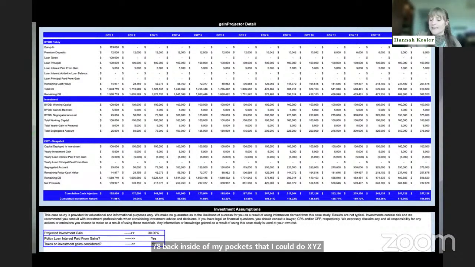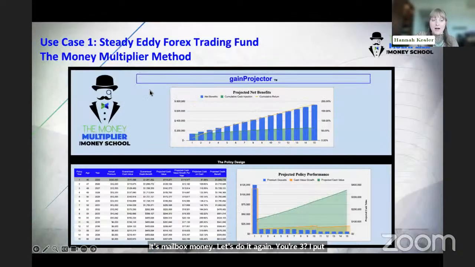But I like this. Let's go another year. I like earning my 30%. It's easy. It cash flows. It's mailbox money. Let's do it again. Year three, I put in another $12,000 into my policy. 12,000 goes in year three, and immediately my cash grows by 13.9, more than last year.